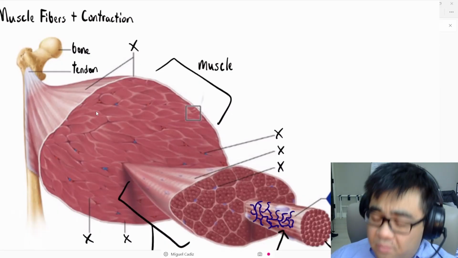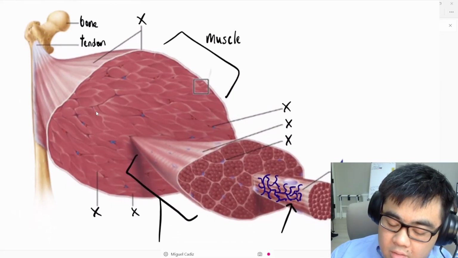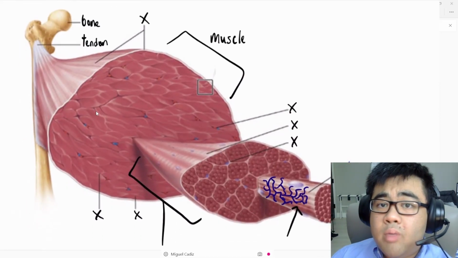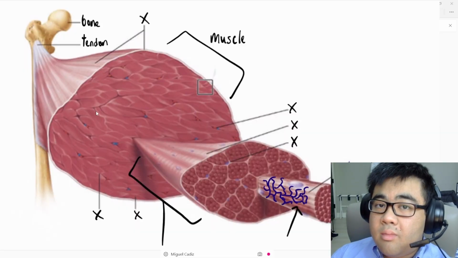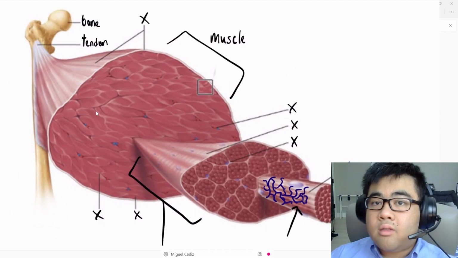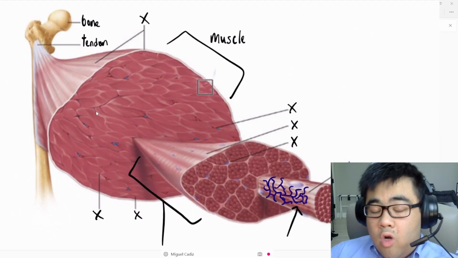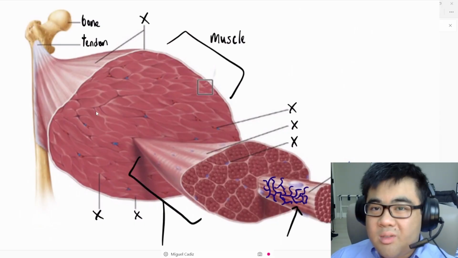So, let's go. Now, we characterize muscles anatomically to be connecting to bones via tendons. That allows the muscles to move the bones and cause the motions that we know of, like walking, moving our arms, writing, and all that sort of stuff.